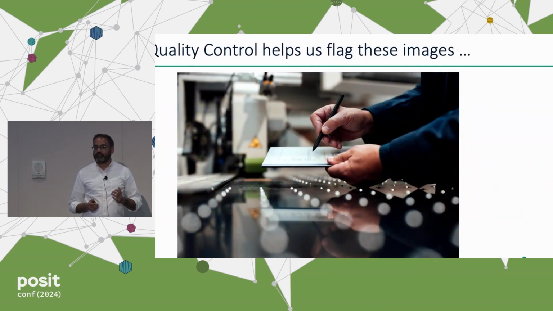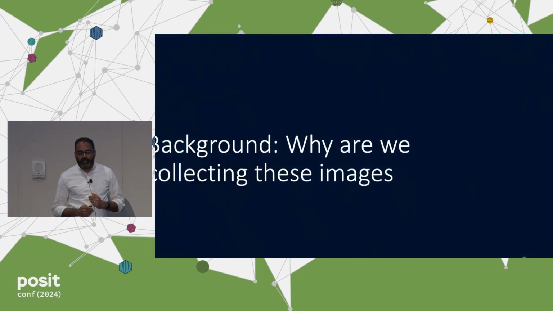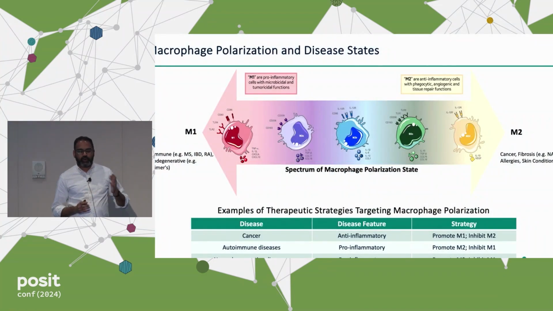So we need quality control to help us flag these images so that we can get really high quality images of the cells to train our deep learning models. Because these images help us find drugs that help cure disease. Without really good quality images, our deep learning models will spit out garbage. So why are we collecting these images? Let me go into what macrophages are.